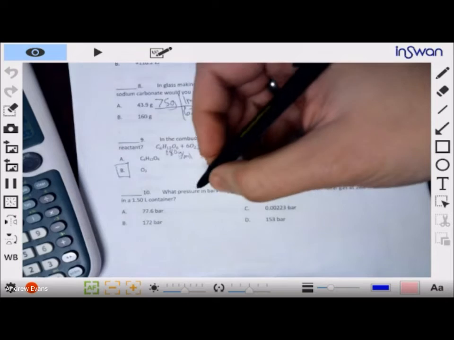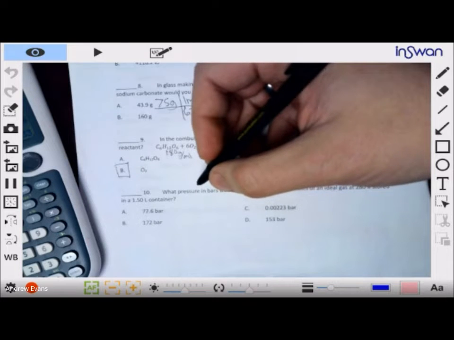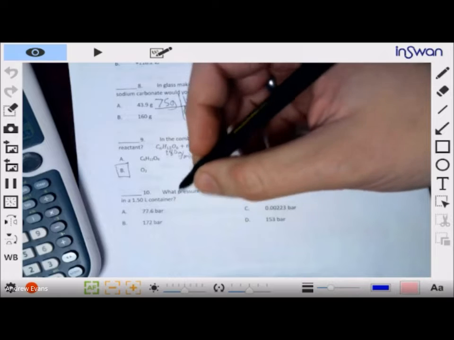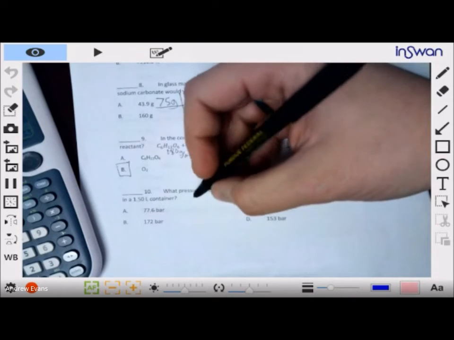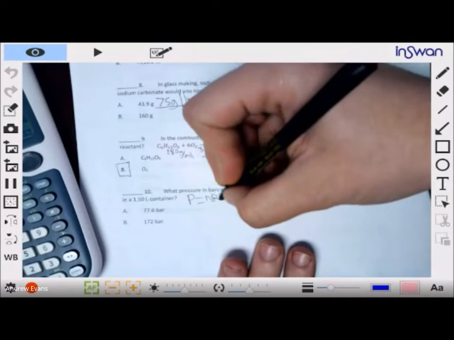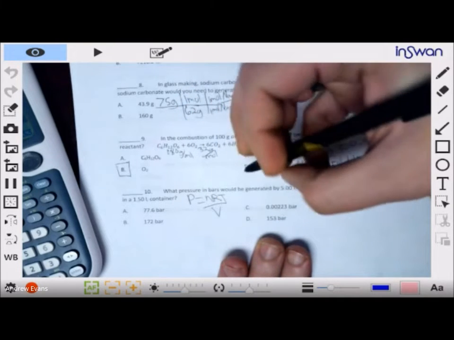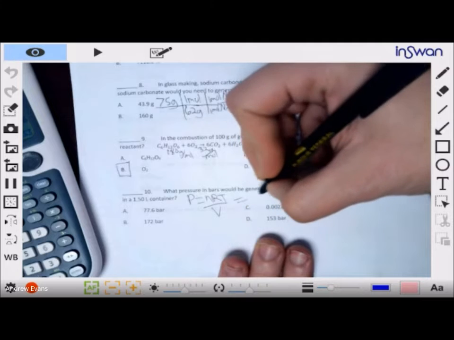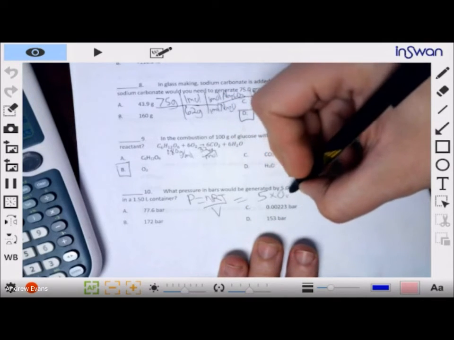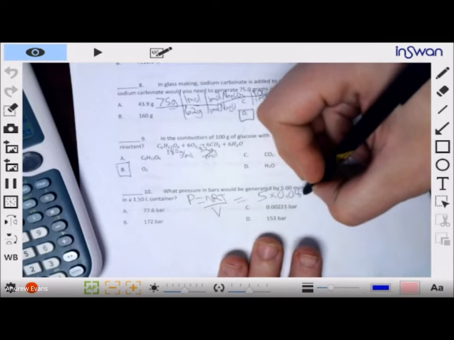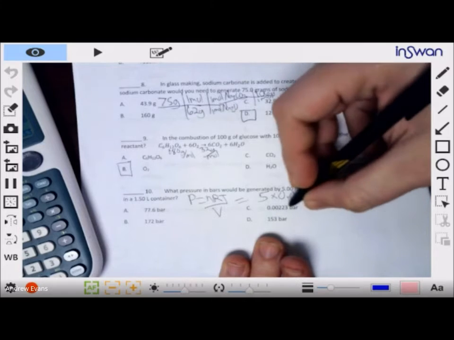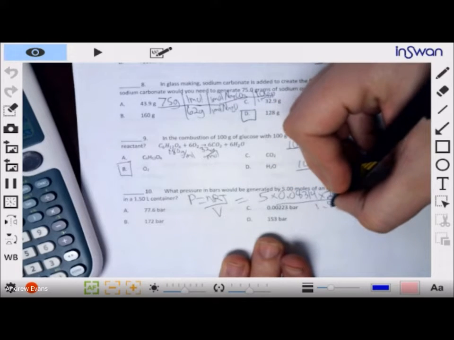Then what pressure in bars would be generated by 5 moles of ideal gas at 280 Kelvin stored in a 1.5 liter container? Literally, P equals nRT over V. P, 5 moles. R, 0.08314. T, 280. V, 1.5.